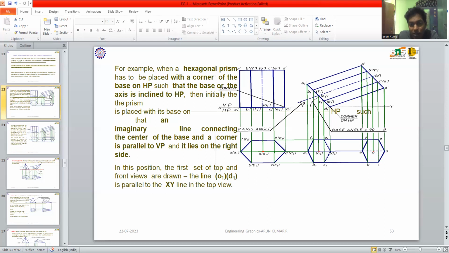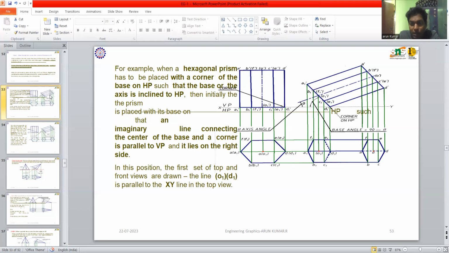After the naming is completed, what is the condition? The axis is inclined to HP. The angle value is given in the question, like 30 or 45. According to the conditions, the axis can be tilted. The prism can be tilted based on the conditions of the problem. So here the condition is inclined to HP, so I have to incline the prism, which is called a tilted prism.